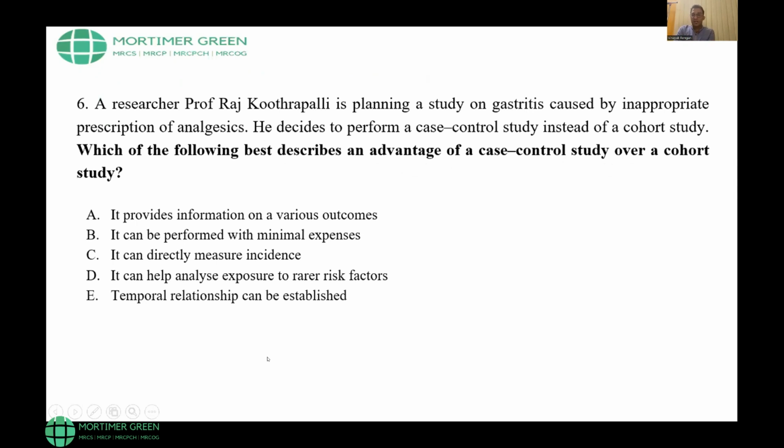So a researcher, Professor Raj Kutrapalli, is planning a study on gastritis caused by inappropriate prescription of analgesics. He decides to perform a case control study instead of a cohort study. Which of the following best describes an advantage of a case control study over a cohort study?